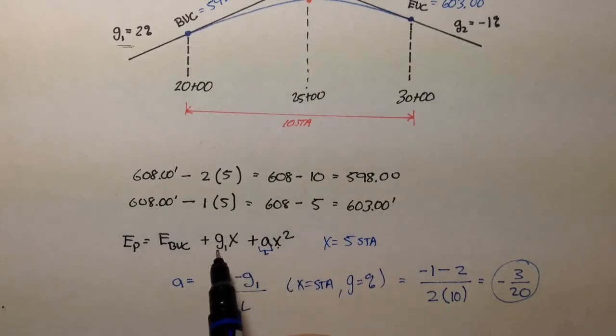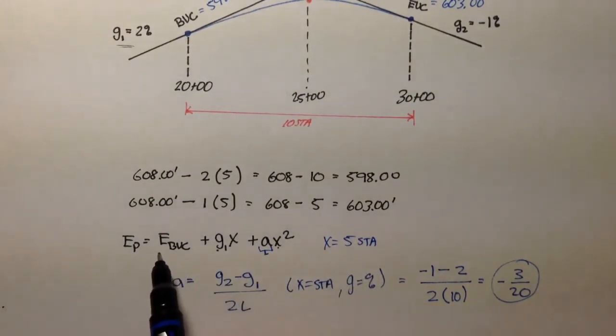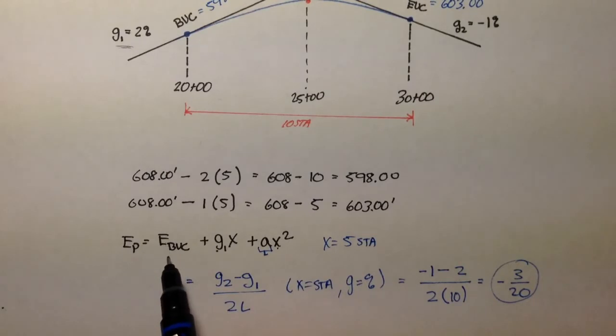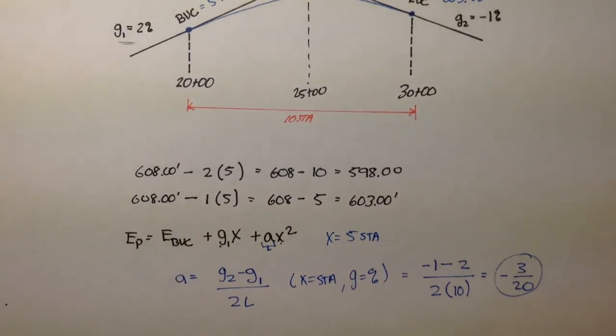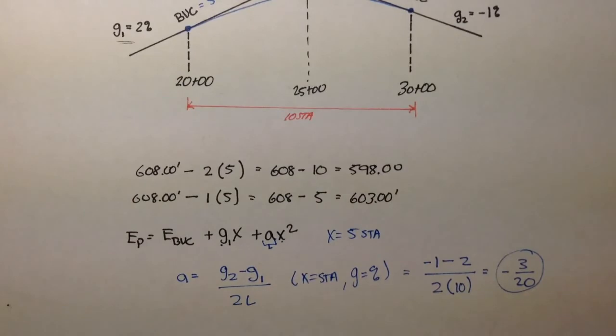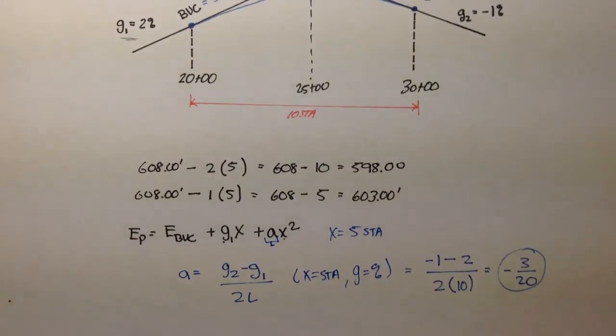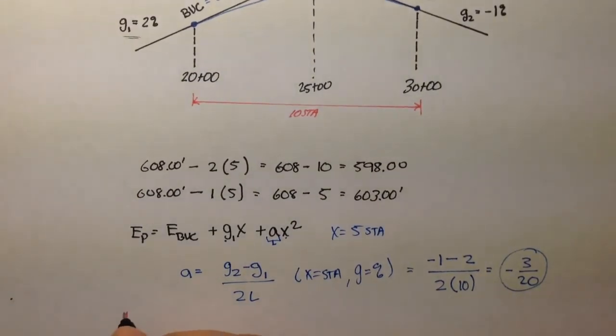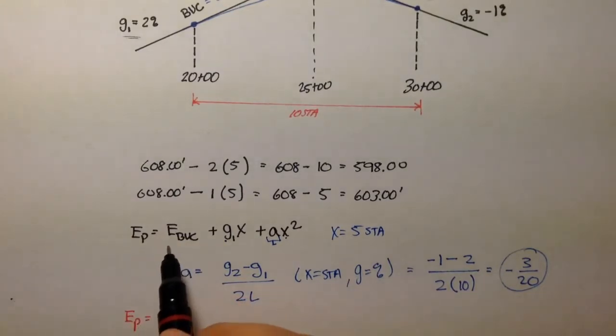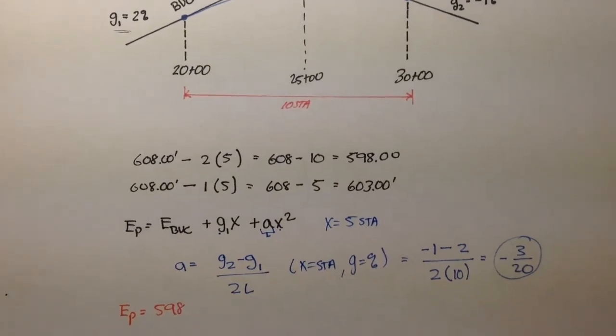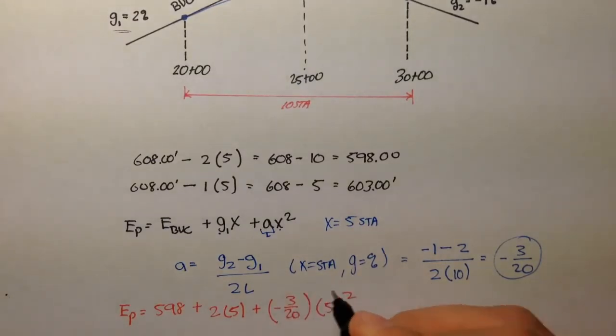We have X, we have G, and we have the elevation of the beginning of vertical curvature. The elevation of that point that we're interested in is EBVC, which was 598, right? Plus grade 1, which was 2%, times the distance 5, plus our A term, which is -3 over 20, times 5 squared, x squared, right?